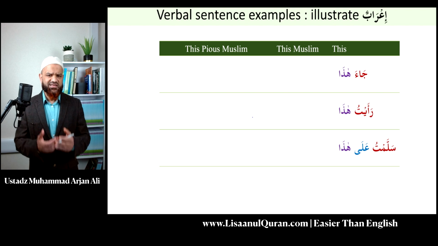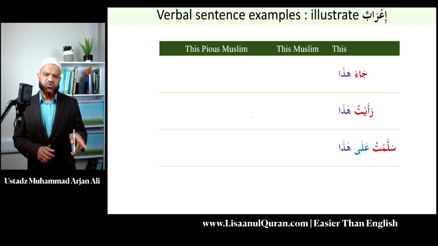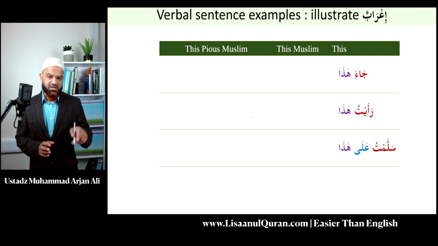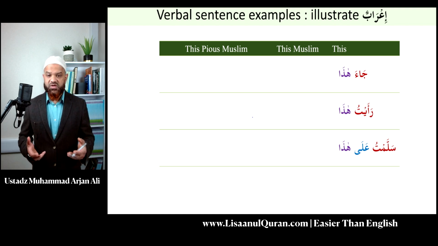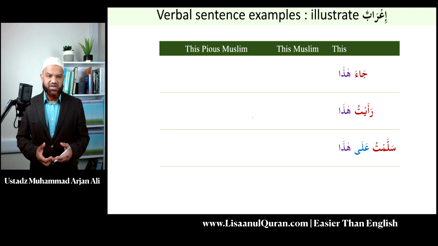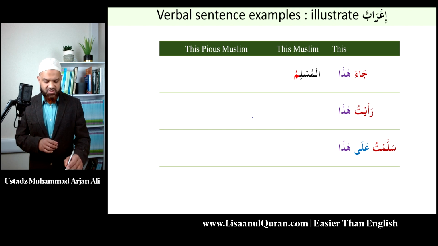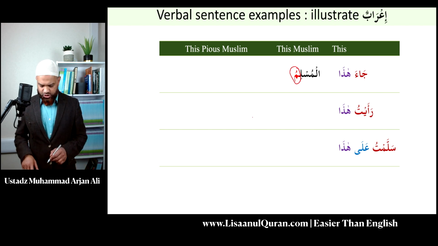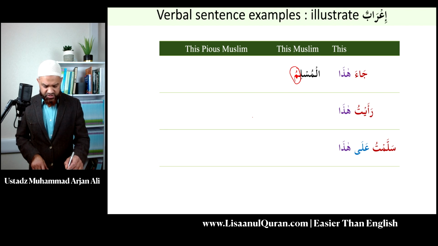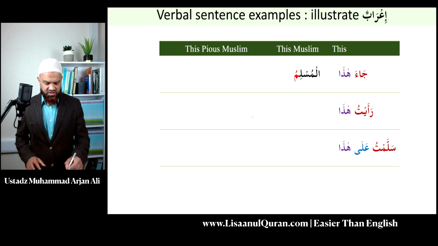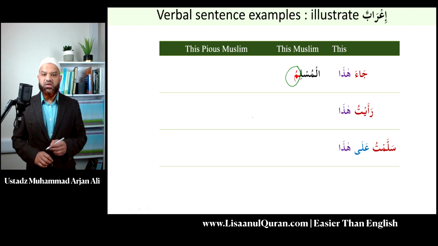But instead of saying this came, I want to say this Muslim came. I saw this Muslim. I gave salam to this Muslim. Well, now you should be able to form this. So for the first one, it will be Ja'a hadhal muslimu. Please note, the word Muslim now is showing the I'rab, which you can see very clearly, al-muslimu, which is here with a dhamma.